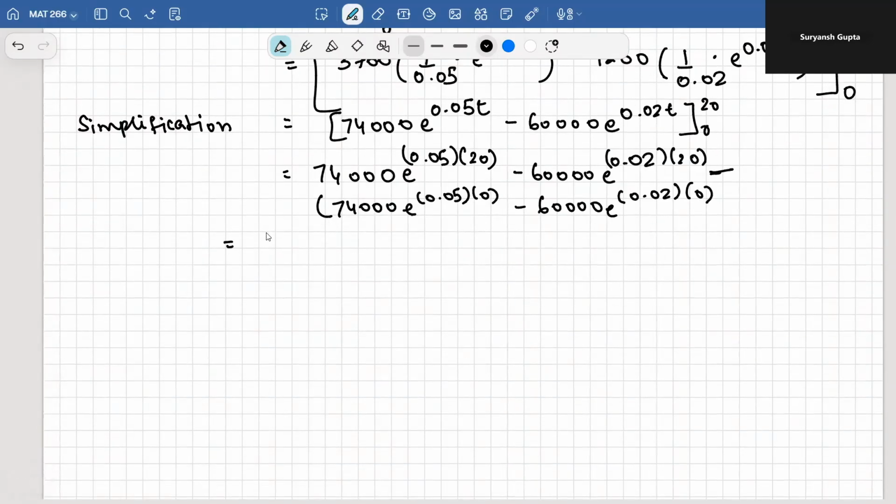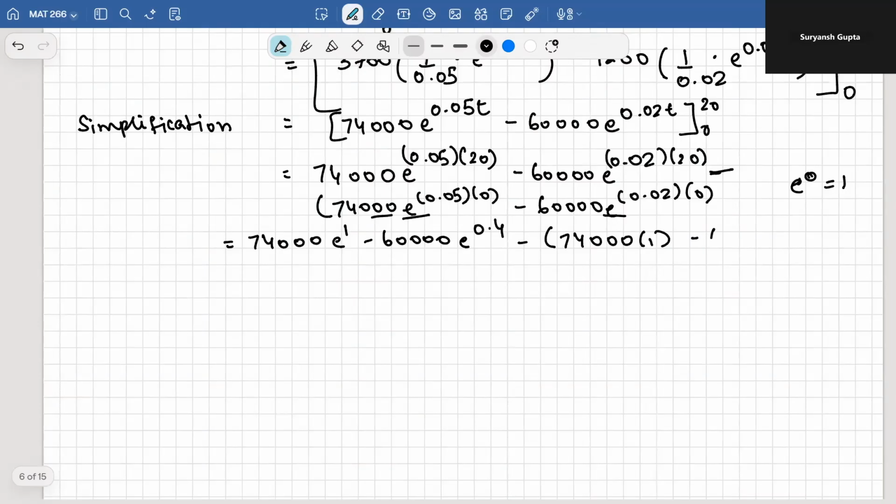And when I simplify it, I end up getting 74,000 e to the power, 20 times 0.05 is 1, so e to the power 1, minus 60,000 e to the power 0.4. And then e to the power 0.05 times 0 is e to the power 0, and e to the power 0 is equal to 1. So these two become 1. So I end up getting subtracted by 74,000 times 1 minus 60,000 times 1.